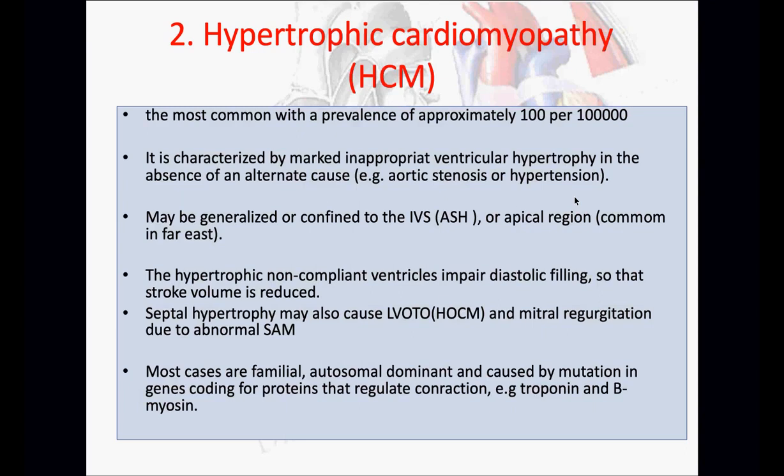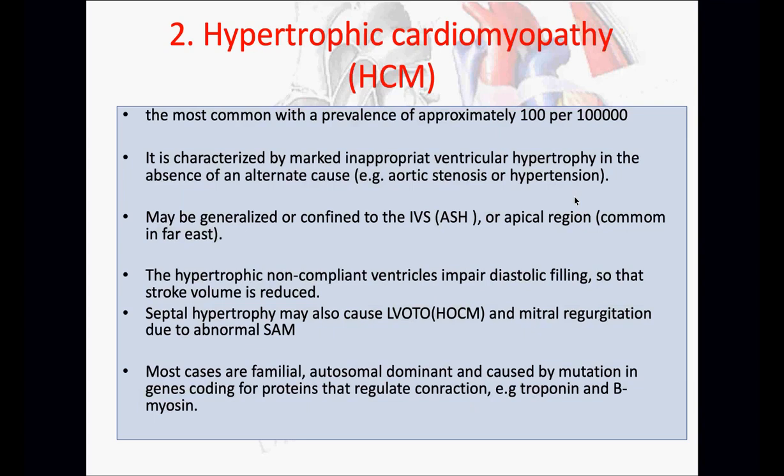Another important difference is that hypertrophic cardiomyopathy may present as asymmetrical hypertrophy, which may be generalized or confined to the interventricular septum or to the apical region, as we see in the graph. The pathophysiology of the condition is a stiff myocardium, so a stiff left ventricle will cause diastolic dysfunction and impair diastolic filling, and later on stroke volume is reduced.